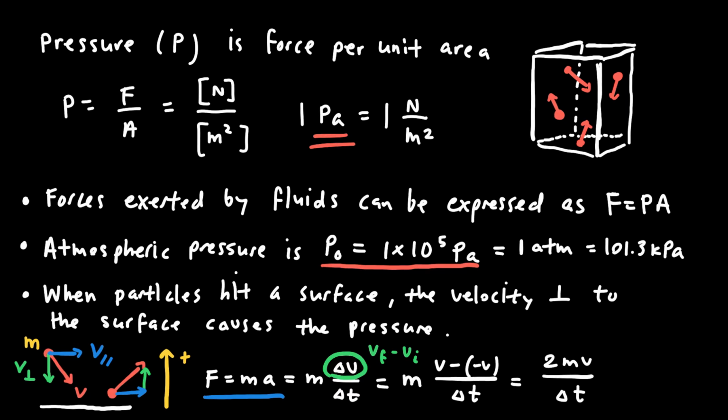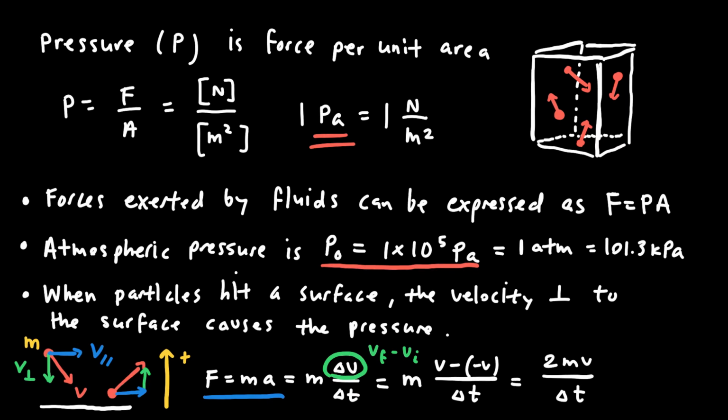And so in colliding with the surface, if that collision happens in an amount of time delta t, then the force that gets exerted is 2 times the mass of the particle times its velocity perpendicular to the surface divided by delta t. And so if I wanted to know the pressure generated by one collision from one particle, it would be that force divided by the area over which this occurs.